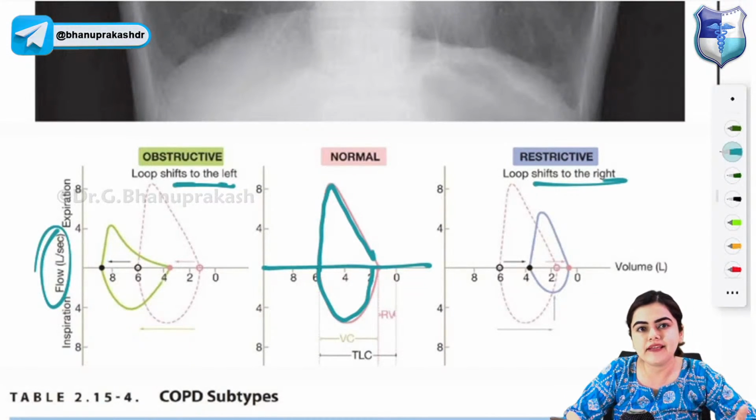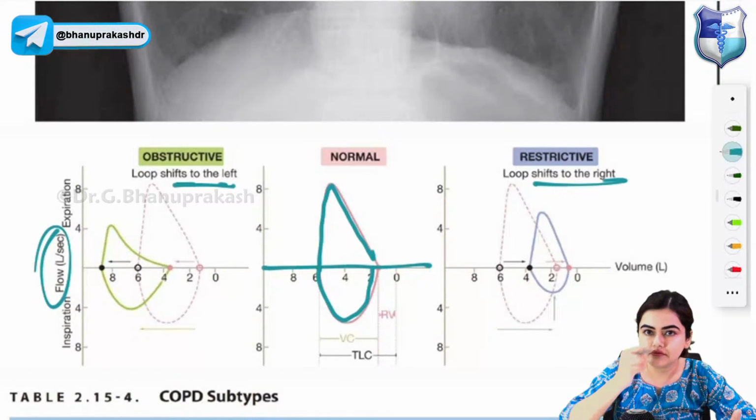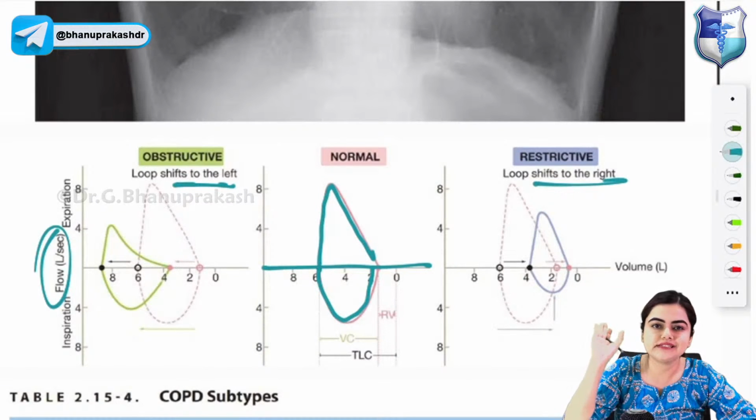Okay, so what is happening in obstructive lung diseases? In obstructive lung diseases, the total lung capacity is remaining the same. The residual volume is increasing, and the flow is decreasing. In obstructive lung diseases, you can see the flow is decreasing. In restrictive also, the flow is decreasing. Right? But the loop will shift towards the right in restrictive lung diseases.